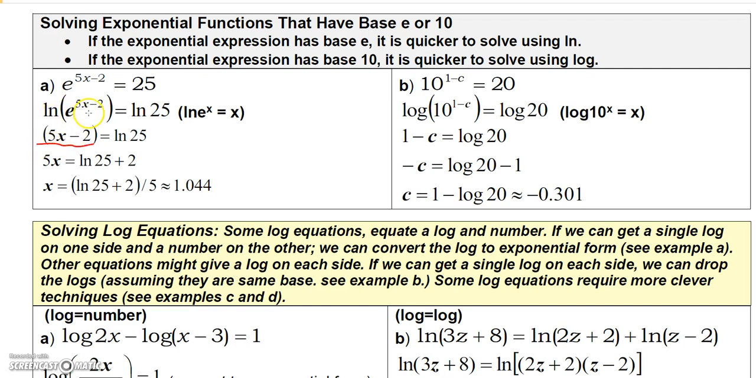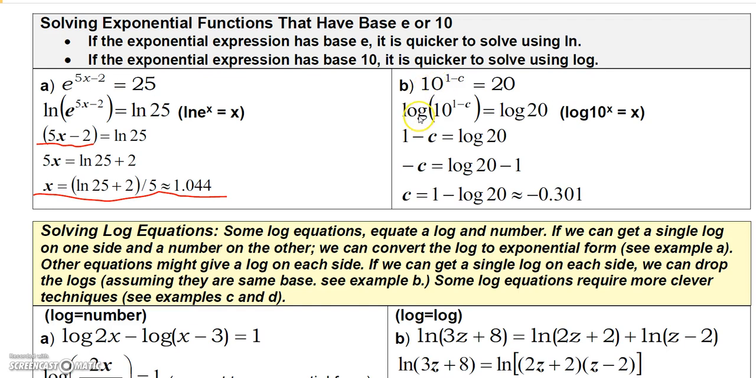So when I take the natural log of that, I just get 5x minus 2, and that equals natural log of 25. And then you know how to solve it from there. Just add 2 to both sides, then divide everything by 5, and that'll give you x. So you get 1.044.